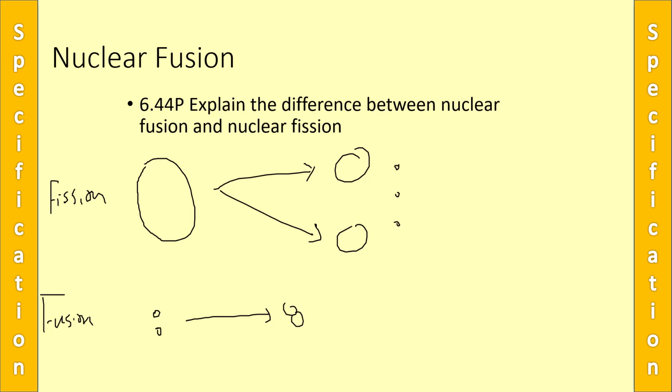They both give out energy, so obviously that's something that's the same, and the spec point is what's the difference between them, but worth noting that the thing that's the same is that they both release energy, these processes, but the difference is fission is large nuclei breaking down into smaller nuclei, and fusion is small nuclei joining together to form bigger nuclei.